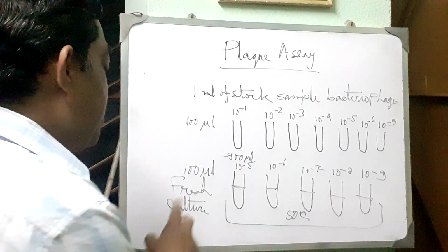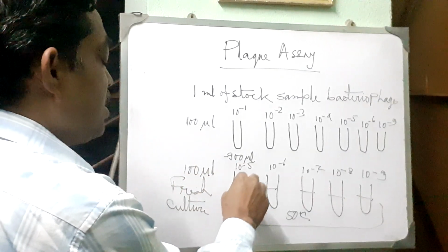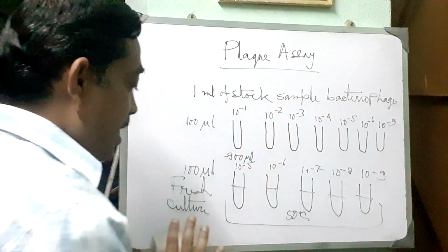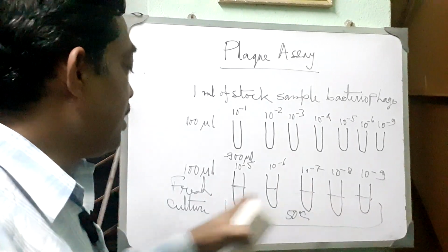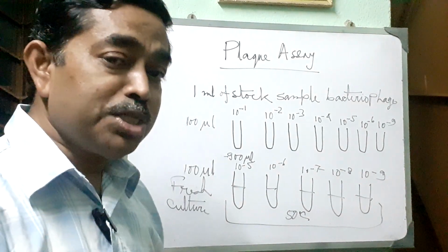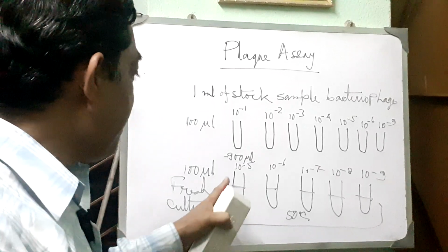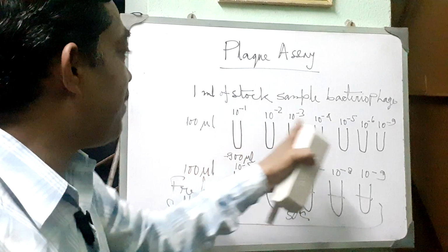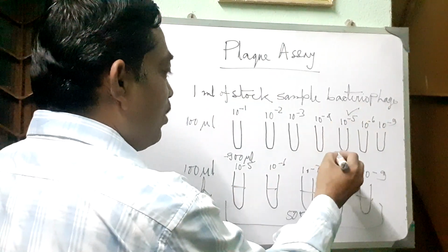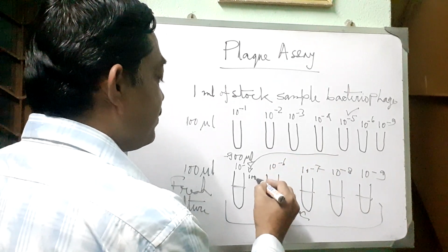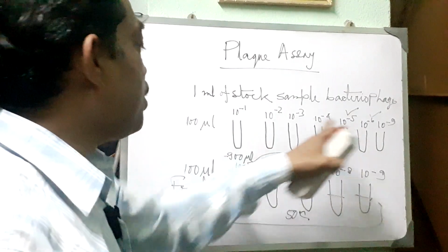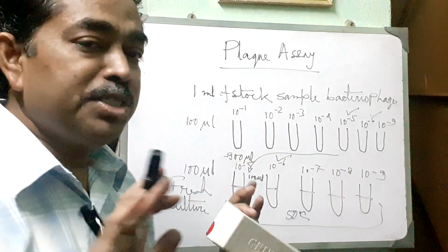Now you add the culture, this 100 microliter of fresh culture, in each respective tube marked 10 to the power minus 5, minus 6, minus 7, minus 8, minus 9. Each test tube with soft agar gets 100 microliter of fresh culture. When it is placed in the 50 degrees centigrade water bath, you take the serial dilutions of the bacteriophage stock solution, 100 microliter from each, like 10 to the power minus 5, minus 6, into the respective soft agar, and let it stay for 10 minutes.